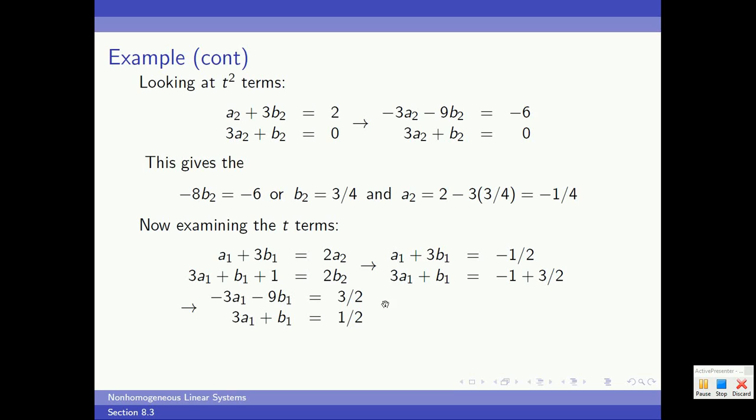So I multiply by -3, I have this equation. I add the 2 together, and I'm going to get -8b1 is equal to 4/2, or just 2. So b1 has to be -1/4.